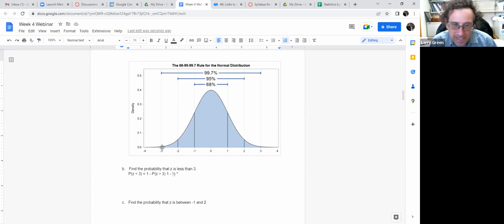But if being between -3 and 3 has a 99.7% chance, so if being in this area has a 99.7% chance, then being outside the area is going to be 1 minus that. More rule of complements. So it's going to be times 1 minus 0.997. Any questions on that idea?